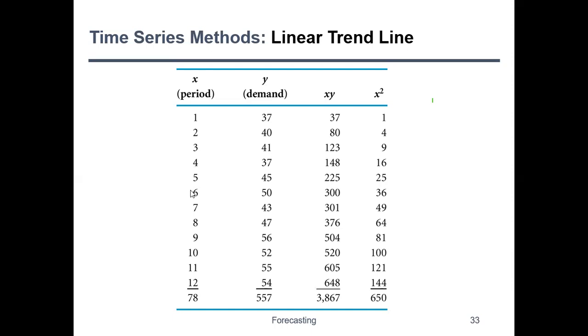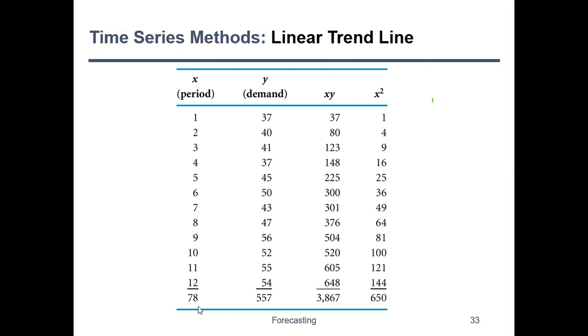We have our periods. We have our demands. Our periods are represented with X. Our demand is represented with Y. Now we have our XY, that is, we are multiplying the X by the Y. And then we have our X squared. What it means is that we are squaring all the values of the X here. So 1 squared, 2 squared, 3 squared, 4 squared, 5 squared, 6 squared, 7 squared, 8 squared, 9 squared, 10 squared, 11 squared, 12 squared. That is what is giving us the values here.